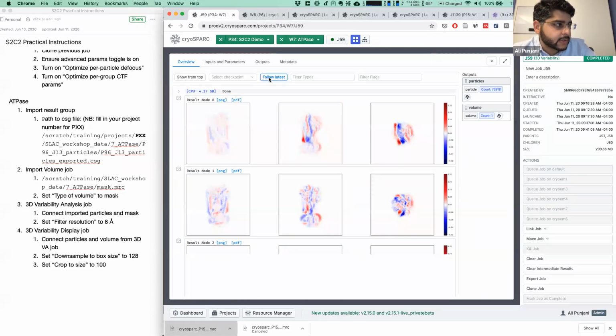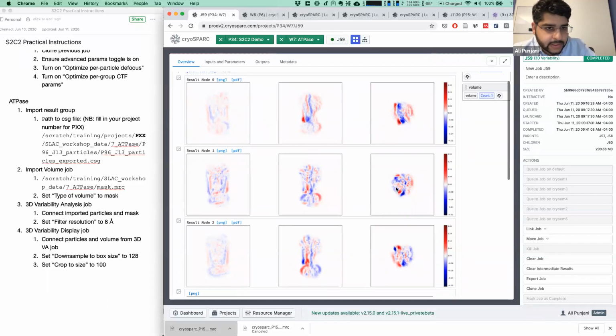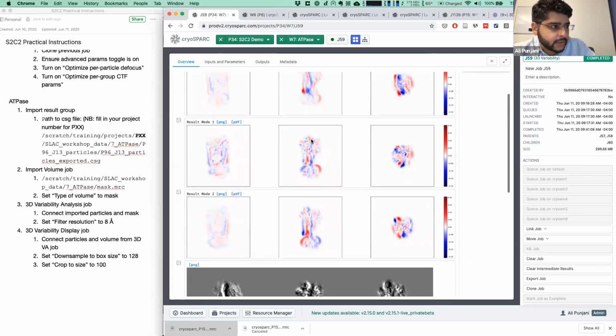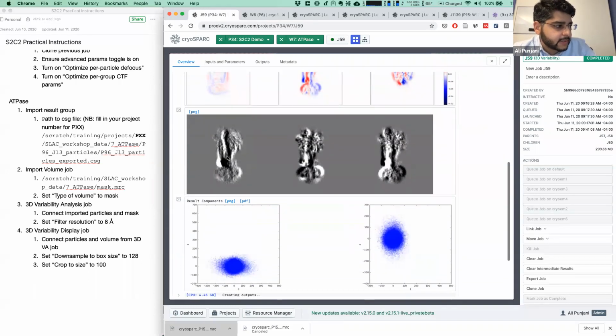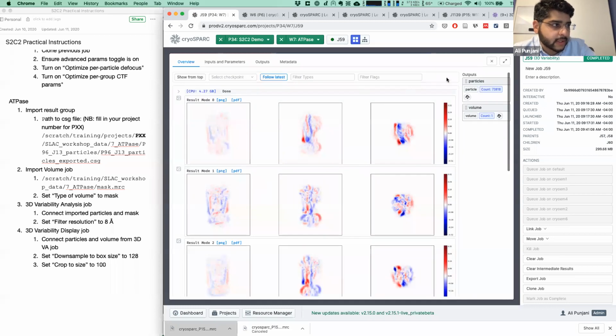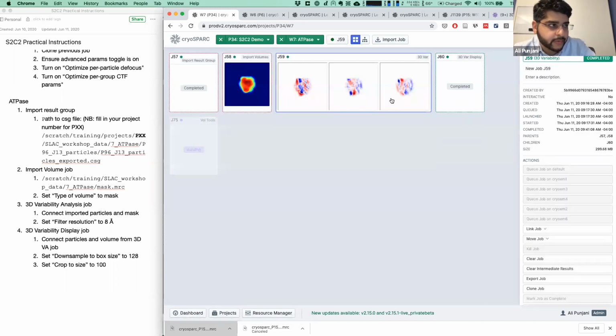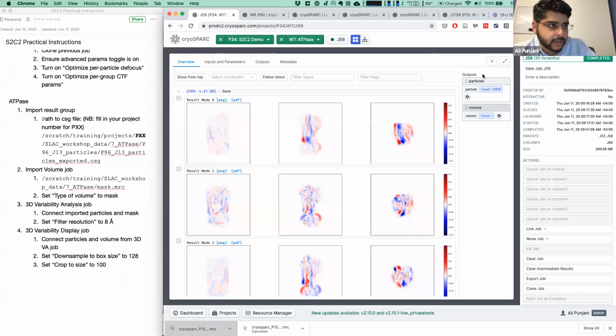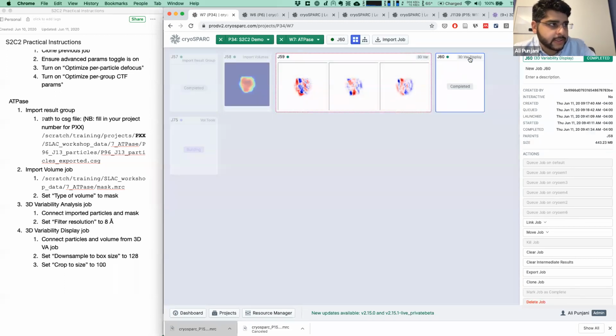At the end, it results in the actual variability components, which we can see here as central slices. They're all 3D volumes of positive and negative values. We can see them as central slices with red and blue values encoding the positive and negative parts. And we also see the distributions over those latent particle coordinates for all the particles. Now, 3D variability, the job itself, is not meant to be something that you can directly get results out of in order to be able to display them or make those videos. So the next thing we're going to do with the output of 3D variability, particles and volumes, which includes the variability components, is use a 3D variability display job.